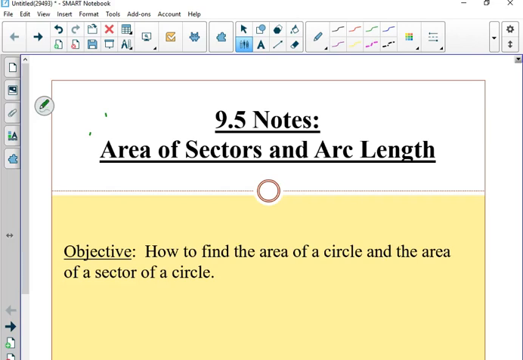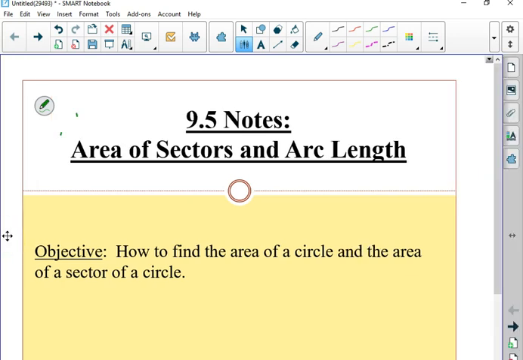Okay, 9.5 notes. We're talking about the area of sectors and arc length. So a couple new concepts. The objective is to learn how to find the area of a circle and the area of a sector of a circle. When you hear the word sector, what do you think of?